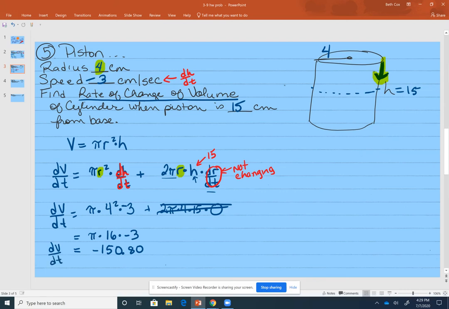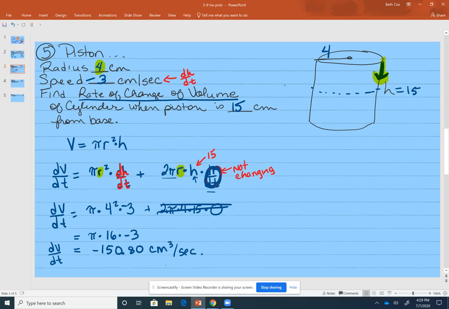And volume, what's the unit for volume? Centimeter cubed per second. Okay, so again, if something's not changing, then the rate of change is 0. That should make sense. And so that made that all 0. And so there we go for that one.